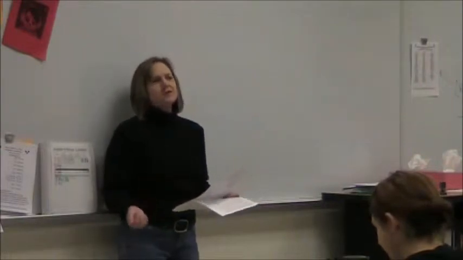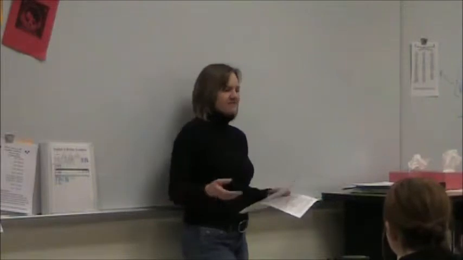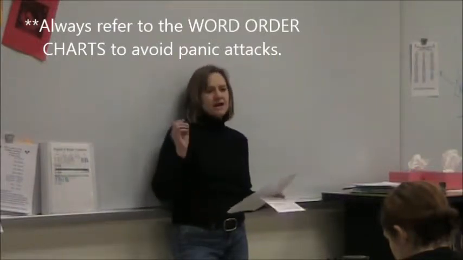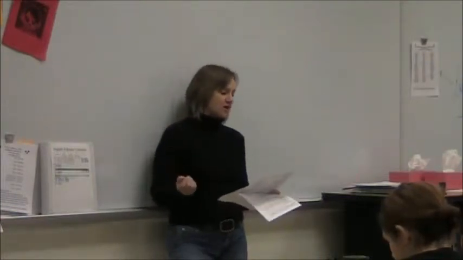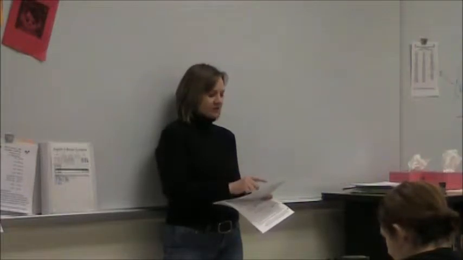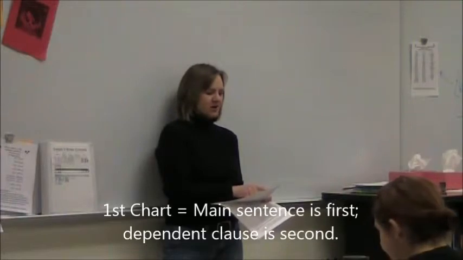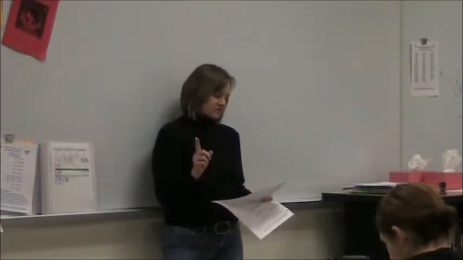Now, German is similar but different. So first of all, right up front, I've given you the word order charts, so that at any time you can refer back to them. When we're talking about complex sentences in German, or sentences that have these dependent subordinate clauses, there are two ways to do this. If you're going to have your main sentence first, you follow the chart at the top. The main sentence is first, that's your independent clause, and then the dependent clause would come second. And we'll talk about the word order in a minute, and also some of the rules.